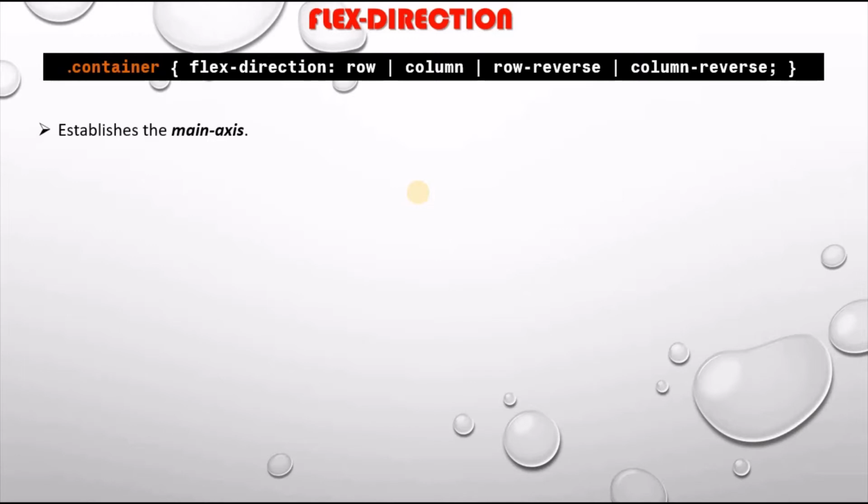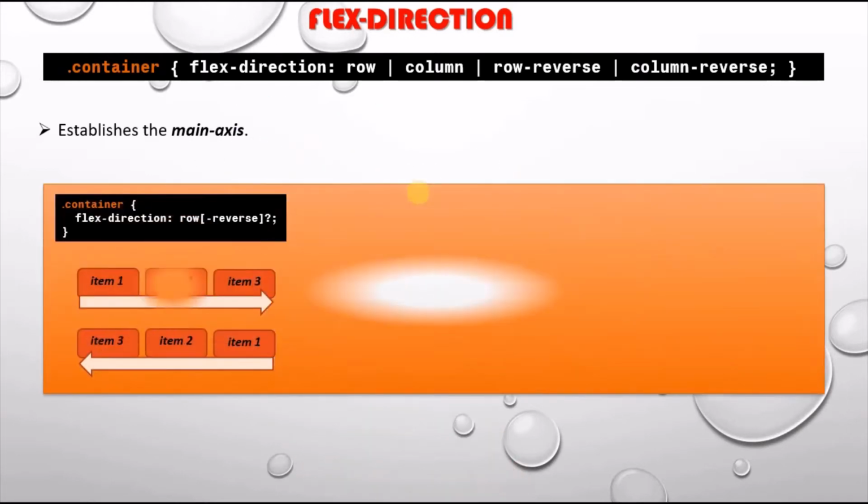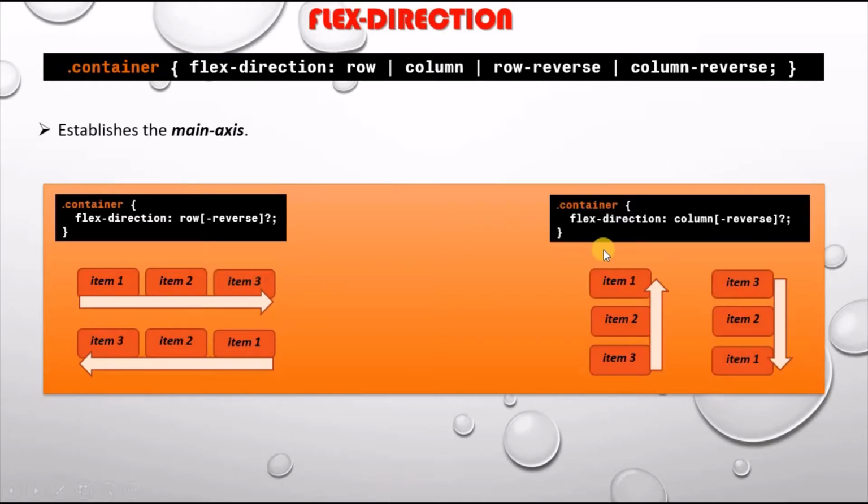Okay? Two things. That is, it does either of the two things. Either it sets our main axis as a row, as you see here, or as a column, as you see here. The directions now are affected by the writing mode. And when you say row reverse, if you are in left to right writing modes, as in English, it means they will be arranged from right to left, and the row will be from left to right.